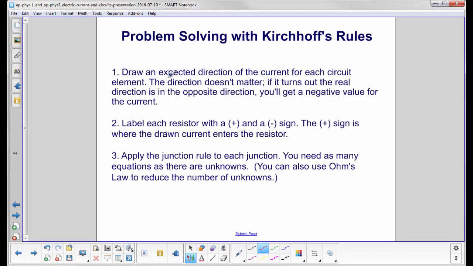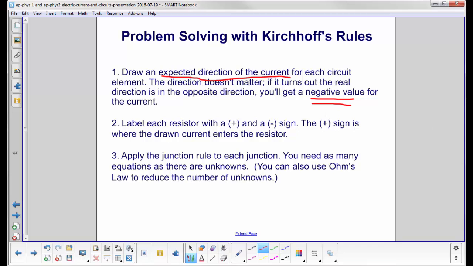So the first thing you do for each circuit element, draw an expected direction of the current. You don't have to worry about this too much. If you choose the wrong direction, after you get done with all the algebra, you'll get a negative value for the current that you chose, which means it goes in the opposite direction. Not a big deal. Label each resistor with a positive or a negative sign.